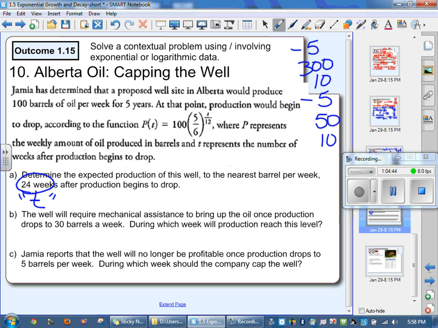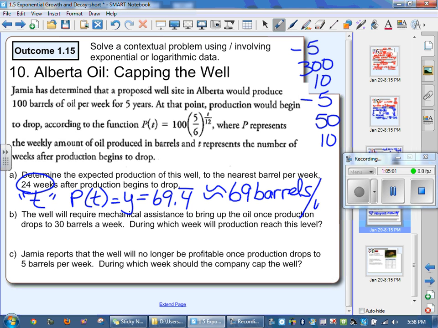On B, we're going to sub in for PT, and we can solve that algebraically, or we can put it into y2 and do it graphically and solve for x. We want to know what week. We're solving for x, the time value. When we do that, we're going to notice that x will equal approximately 79. So around week 79 is when it's going to be producing 30 barrels per week.